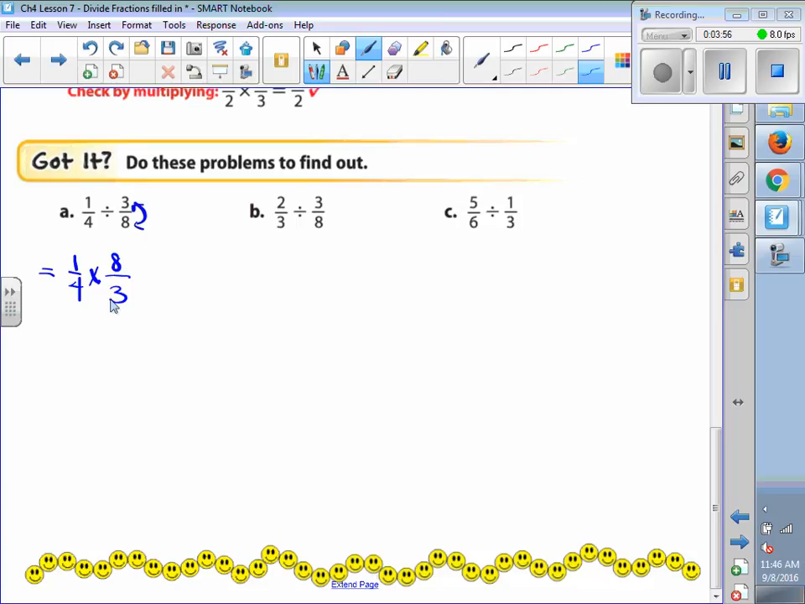So now, before we multiply, we're going to simplify. Very good. So we can simplify the 4 and the 8. So 4 divided by 4 is 1. And 8 divided by 4 is 2. And now we can multiply straight across. So 1 times 2 is 2. 1 times 3 is 3. Is everybody clear? Yes. All right.